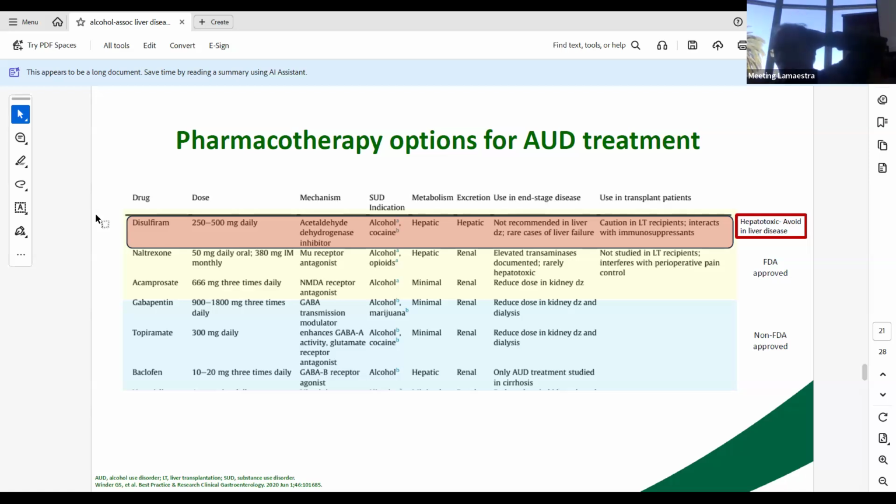Oh. It's a controlled substance also, right? The naltrexone? It's not? You haven't seen it? I don't think anyone. Vivitrol, isn't it?